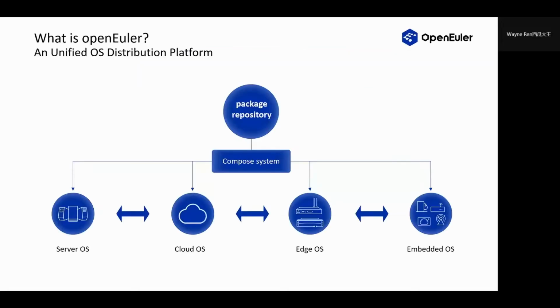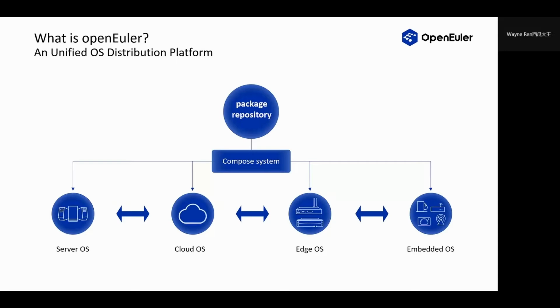What is openEuler? openEuler is a mainly Linux kernel-based unified OS distribution platform. It was initially founded by Huawei in 2019 and later donated to the OpenAtom Foundation last September. So it has similar origins to the Zephyr project, founded by companies like Intel, NXP, Synopsys, etc., and now under the flag of the Linux Foundation.